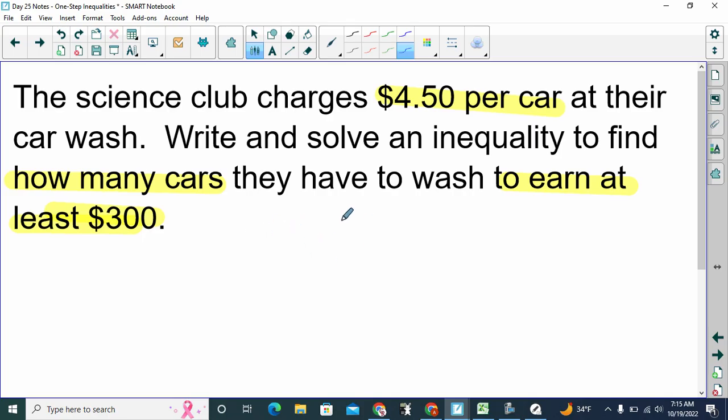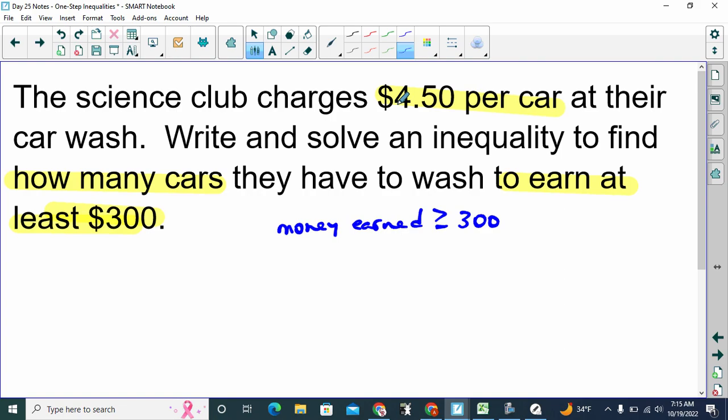So again, I would start out by just writing it kind of in word form. The money that they need to earn, money earned, needs to be at least 300. So at least 300. 300 itself would be okay, or equal to. At least 300 means they want to earn more than 300. 301, 302, 400, 1,000. The money earned needs to be bigger than 300, or it could be equal to 300.